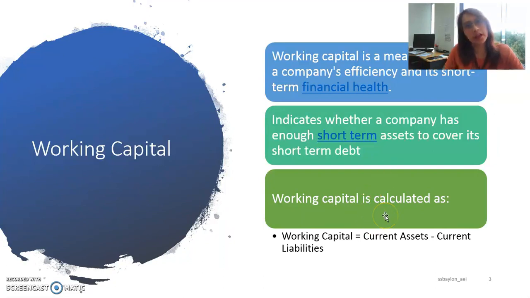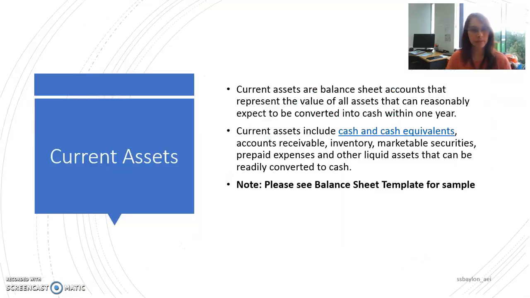So how do we calculate working capital? Working capital is equal to current assets minus current liabilities. Again, what are current assets? When you say current assets, they're found in the balance sheet. When you look at a balance sheet template, you will have some samples like cash equivalents, accounts receivables, inventories, marketable securities, prepaid expenses, and other liquid assets. When you say liquid, it's something that you can easily convert to cash.